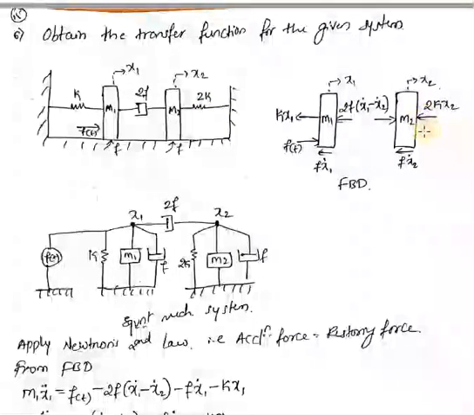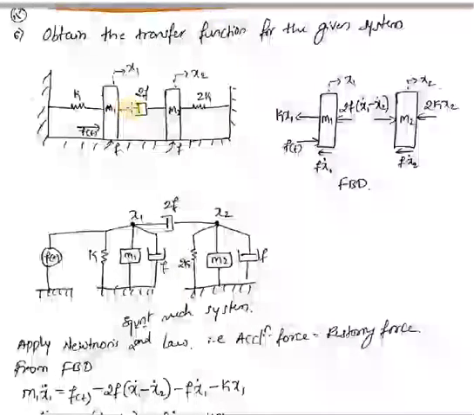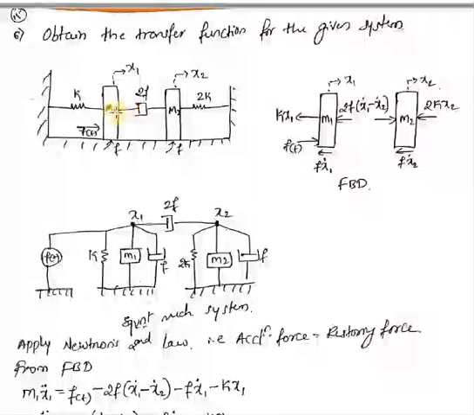Draw m1 and m2 first. Show the forces. The input f of t is acting in this direction. When m1 tries to move in this direction, this spring will try to resist that motion, so the direction of k into x1 will be along the negative x axis. Similarly, when m1 tries to move in this direction, this damper will try to resist that motion on this surface, so on this surface it will be in the opposite direction.